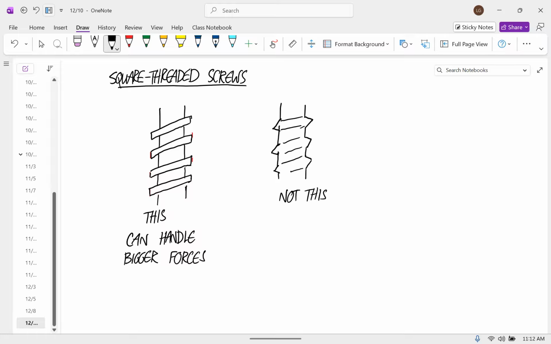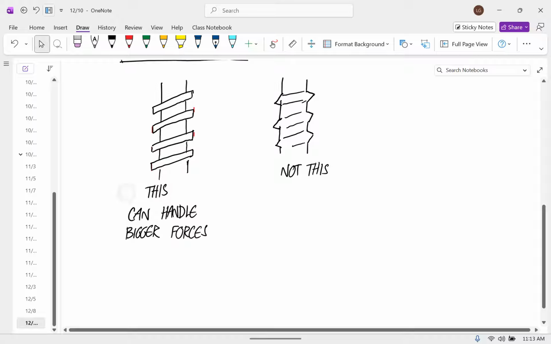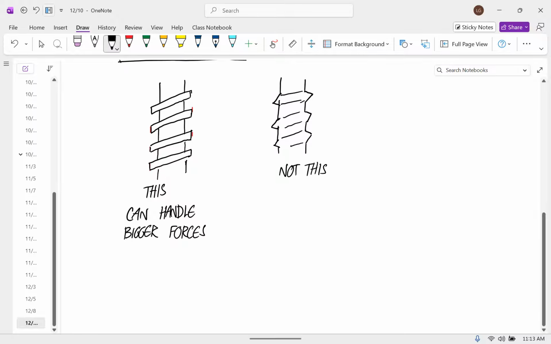For example, the threads on like a car jack are square threaded like this. Okay, so the physics of square threaded screws.